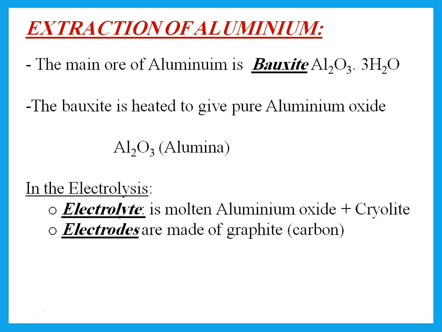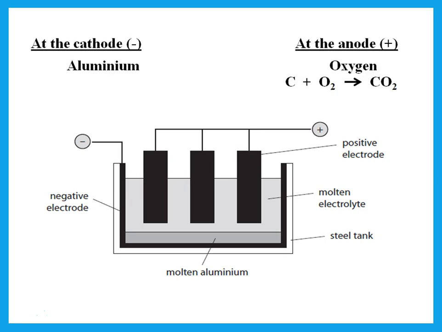My electrodes are made of graphite, and I set up the electrolysis. Of course, the aluminium metal is collected at the cathode, and oxygen gas, remember we're doing electrolysis of what? Of aluminium oxide. My electrolyte is aluminium oxide. So I get aluminium at the cathode and oxygen at the anode. But the problem is my anode is made of carbon. So when oxygen gas is formed at the anode, the carbon electrode burns in the oxygen to give carbon dioxide gas. So it is used up and it needs to be replaced from time to time.